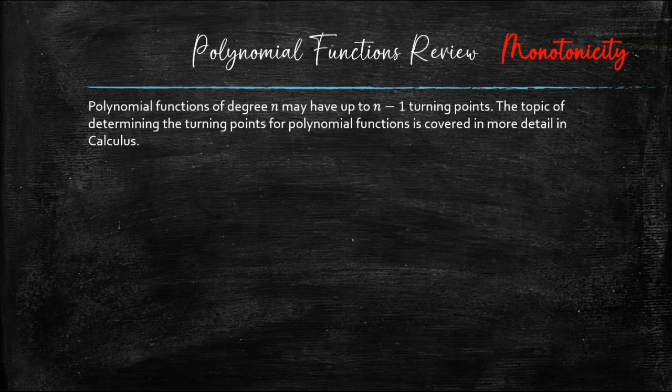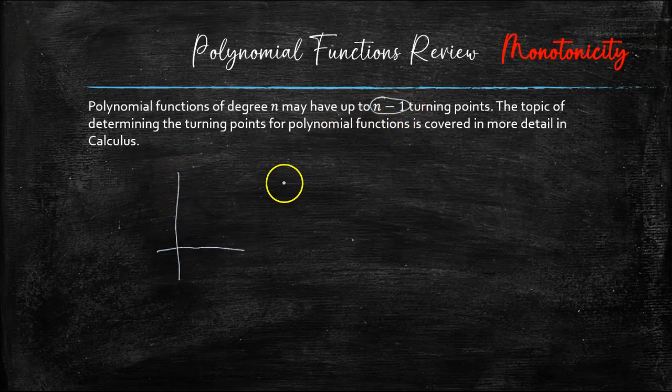Now, your ability to determine monotonicity of a polynomial function depends on your ability to find the minimum and maximum, which is something that we focus on in calculus. However, one thing that you should know is that polynomials of degree n may have up to n-1 turning points. So for example, it's impossible for a polynomial with degree 5 to have 7 turning points. So this rule, you've seen this rule before.